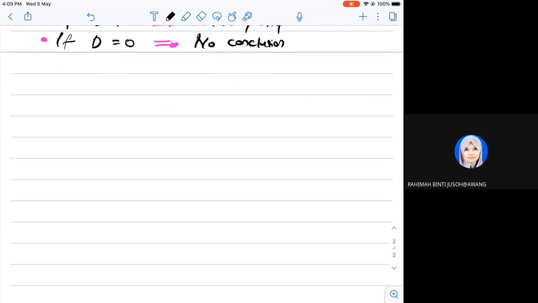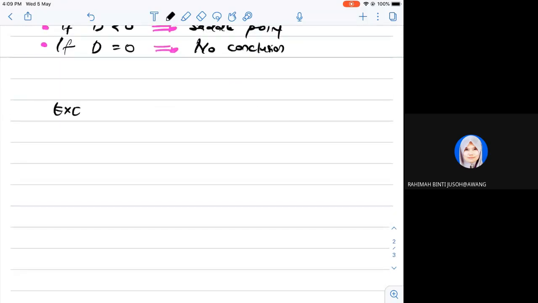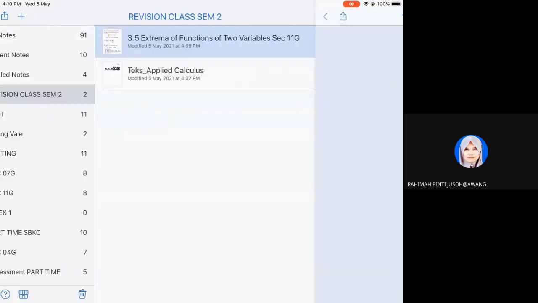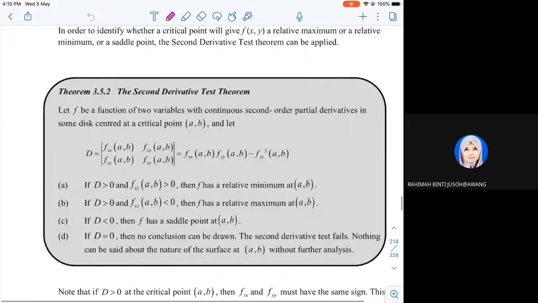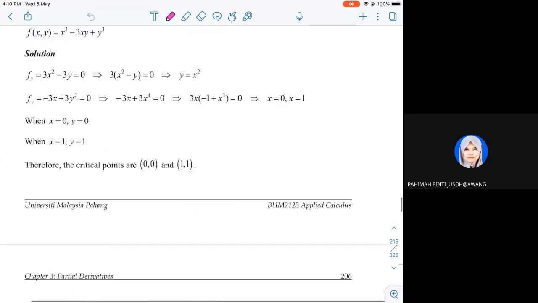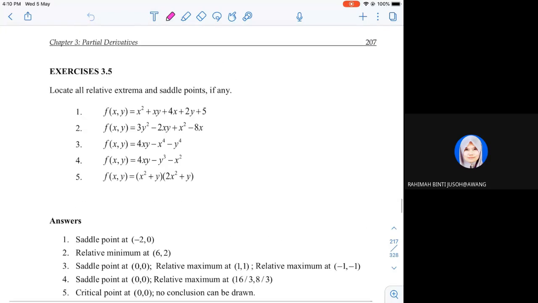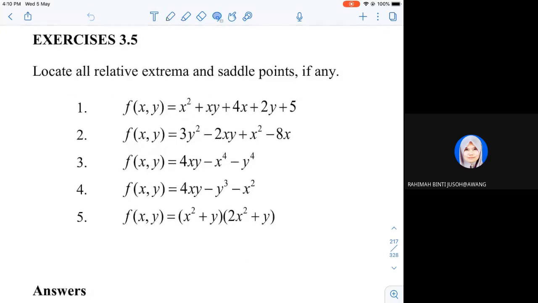Okay, so now let's look at exercise 3.5. Choose question 1 or 2. Question 3 is already in the video, isn't it? In the YouTube video that I shared last Sunday, the lecturer already discussed question number 3. So pick one question, 1 or 2? 2, question 2. Okay, so we take question number 2.